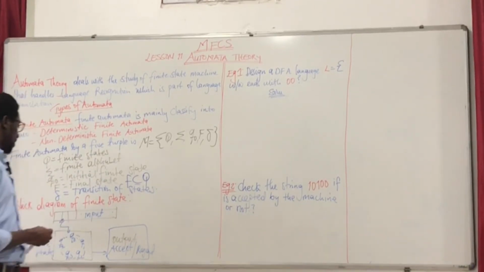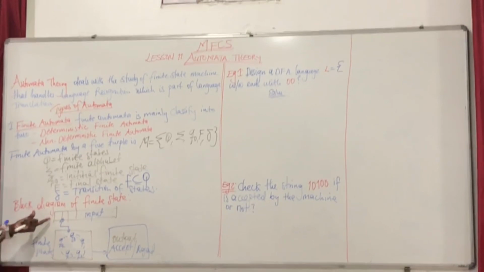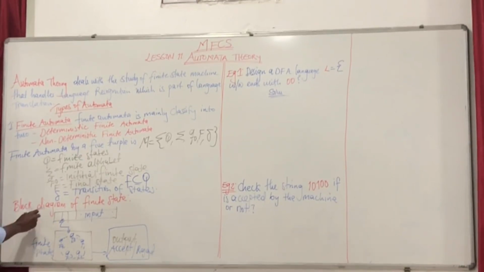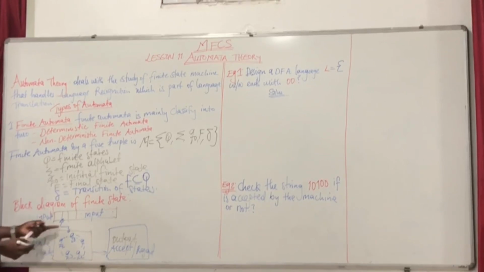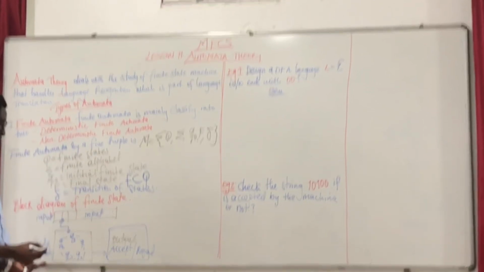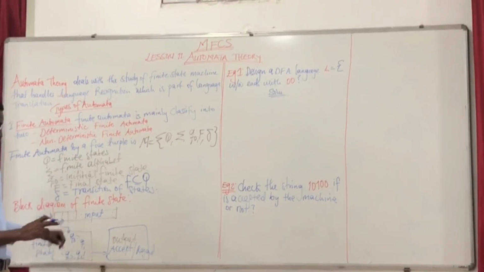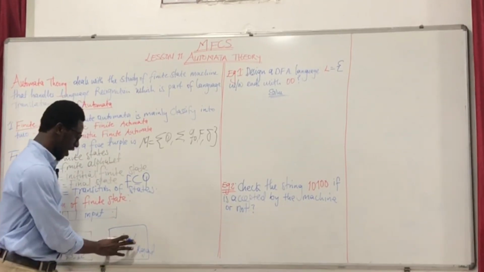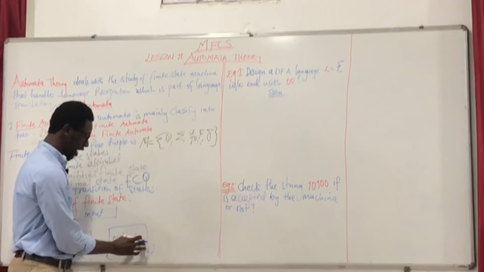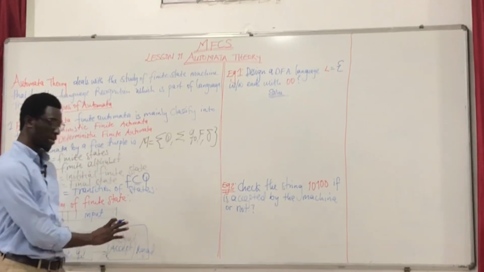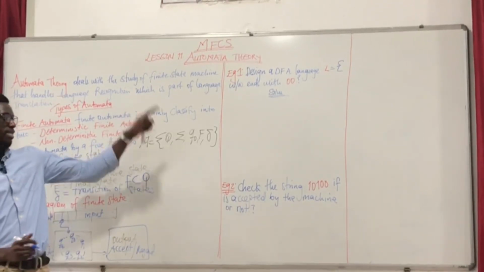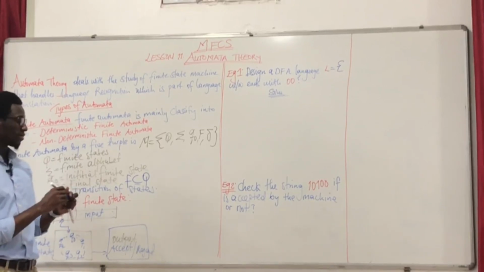So now you can see from the initial state, which is the input, we come to this finite state, wherein we have different variables, Q0, Q1, and so on, then before we get our output. And this output can either be accepted or rejected by the machine. So we have two examples on the board here.